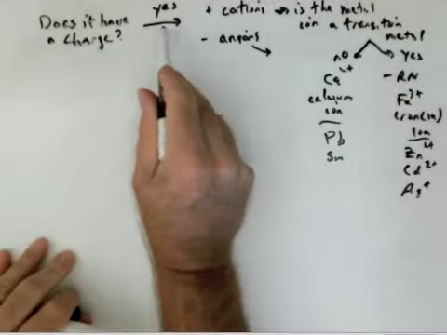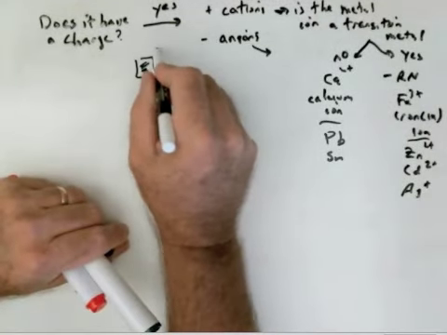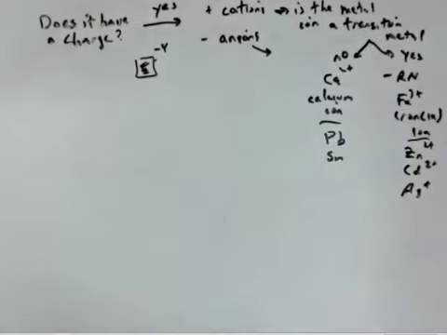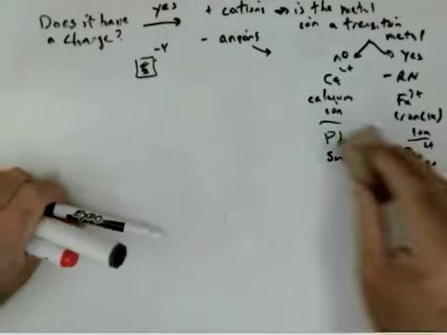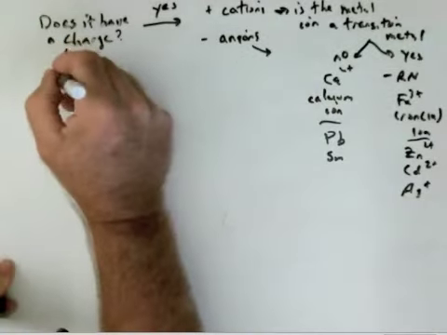Our first question was, does it have a charge? If it has a charge, that means there will be something here with a number, a positive or negative number up top. That's how you recognize an ion. What if it does not have a charge up on top? I guess that means our answer here would have been no.